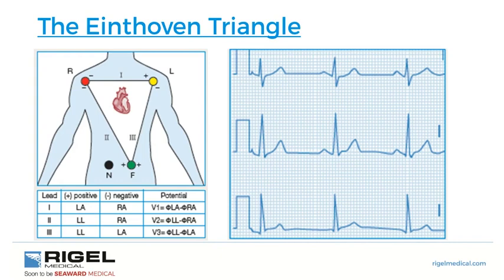Typically we're looking at lead 1, lead 2 and lead 3, where lead 1 is left arm and right arm, lead 2 is left leg and right arm, and lead 3 is left leg and left arm.